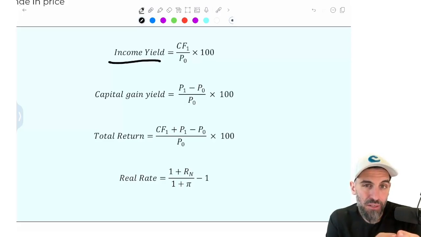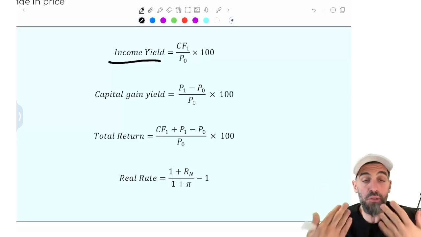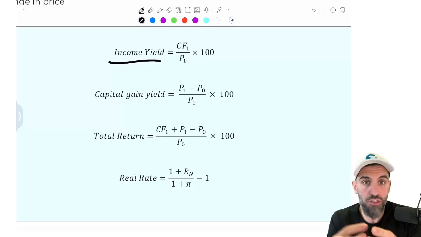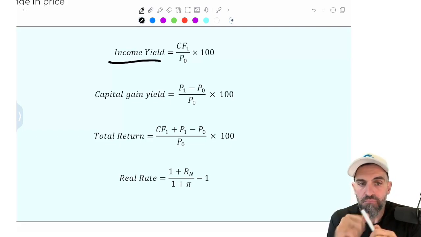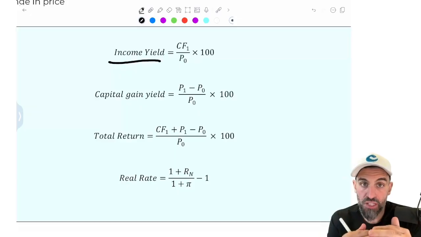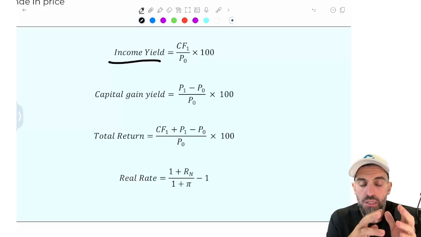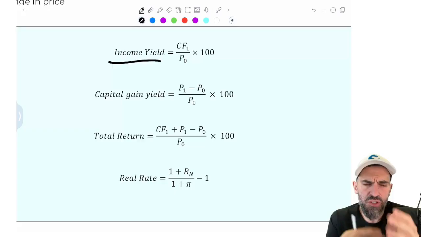A capital gain is when the value of the investment goes up or down. So that building that you bought, let's say you bought it for $500,000 last year and today it's worth $600,000. That $100,000 of increase in value would be called a capital gain. It has nothing to do with the rent. It has only to do with the value of the asset. And when you put the two together, you get your total return on investment. The last formula you see here is called a real rate. We'll talk about that. That's when we start to involve inflation.